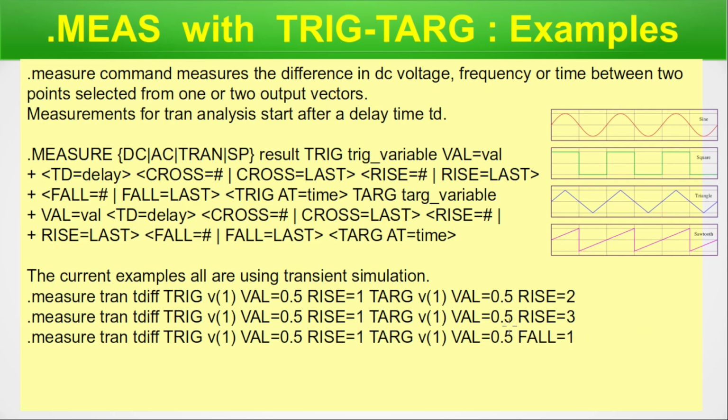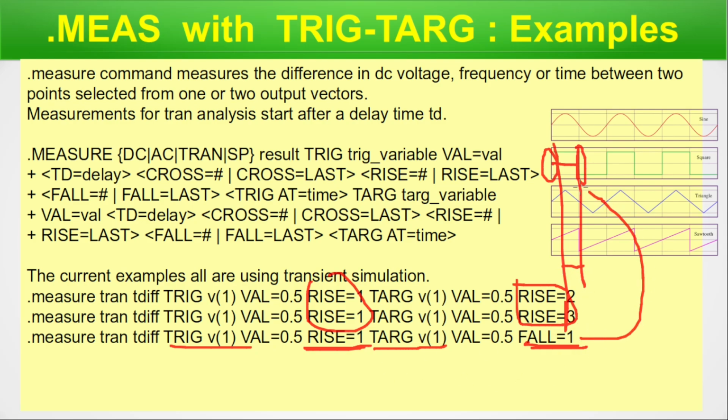Next example. Here you can see the trigger happens at V1 and the target happens at V1. So these are the same. We have rise here and fall here. Earlier both were rise, but here is the difference. This is rise, this is fall. So this is the first rise and this is the first fall. So in between we are measuring the time. So this time we are measuring in the time axis here in this third example.